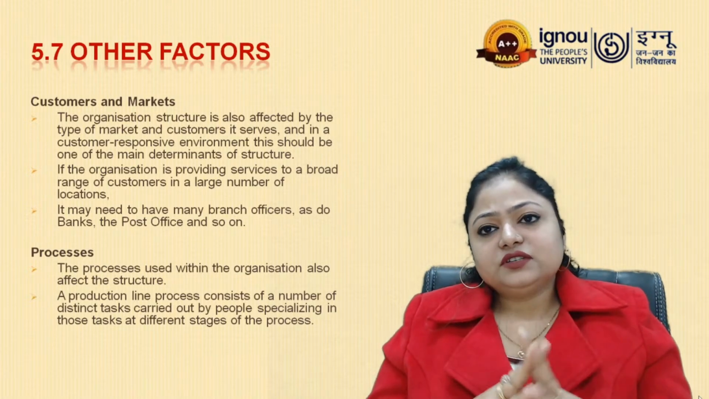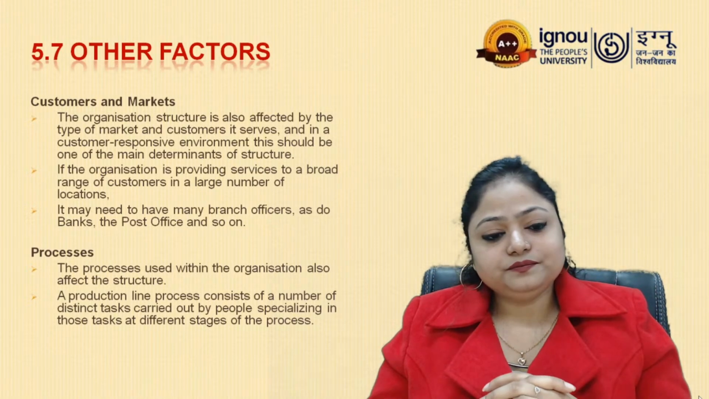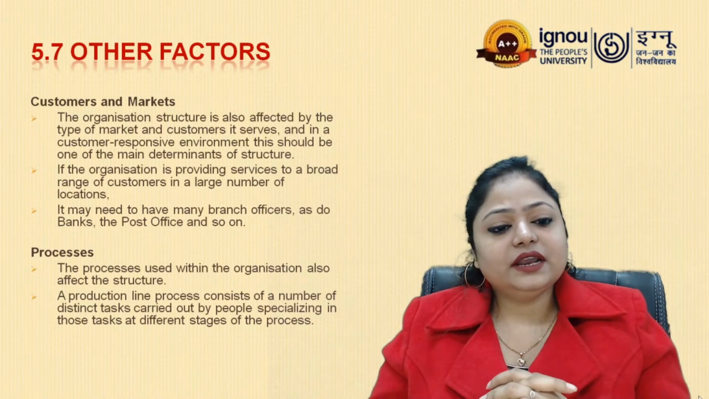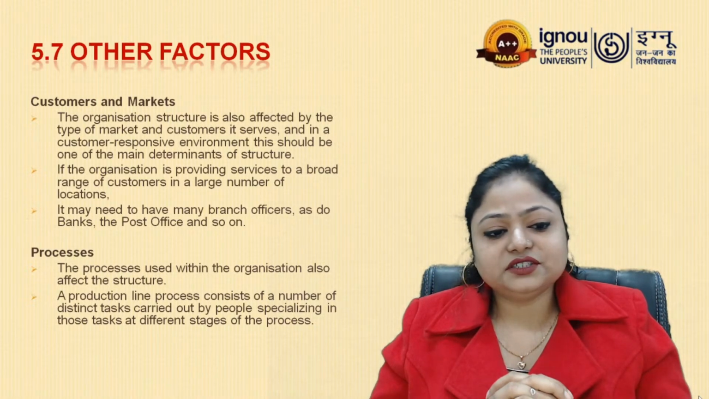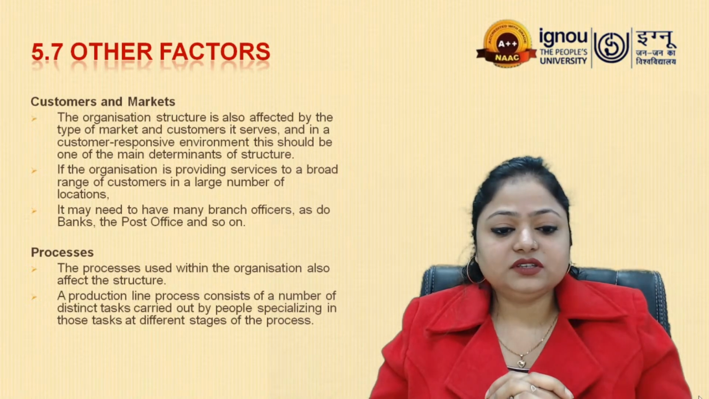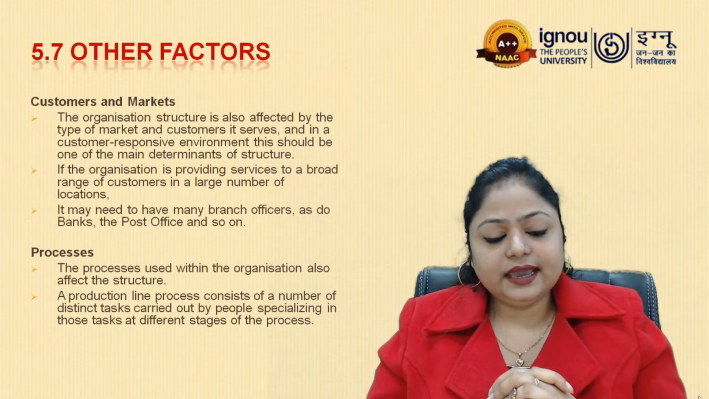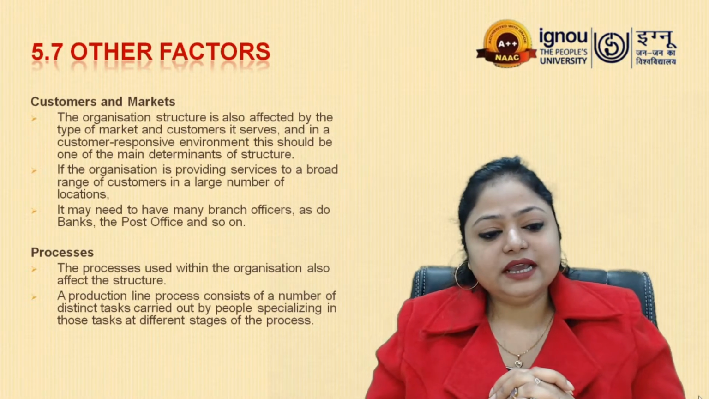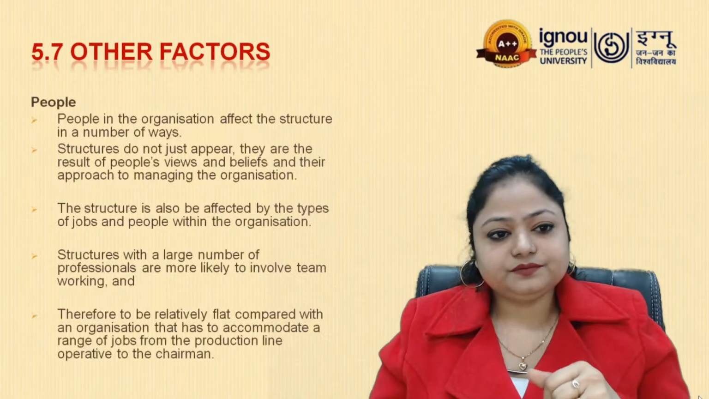Then there are the various processes that are conducted for the entire organization. The processes used within the organization also affect the entire structure. A production line process consists of a number of distinct tasks carried out by people specializing in those tasks at different stages of the process.